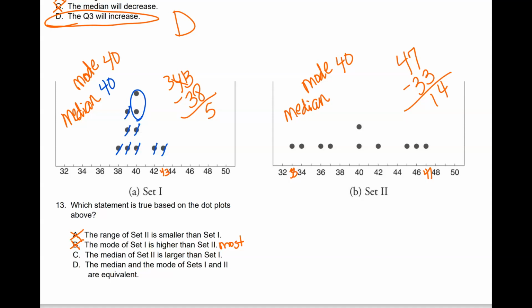All right, so let's do the same thing on set 2. Start with our smallest number and our largest number and cross them out. All right, once again, we have 2 numbers in the middle, but they're both the same, and so that makes it easy on us. So our median for this one is 40. So C says the median of set 2 is larger than set 1. That is not true because they're both equal. D says the median and the mode of sets 1 and 2 are equivalent, and that is correct. So that is true. That's letter D.